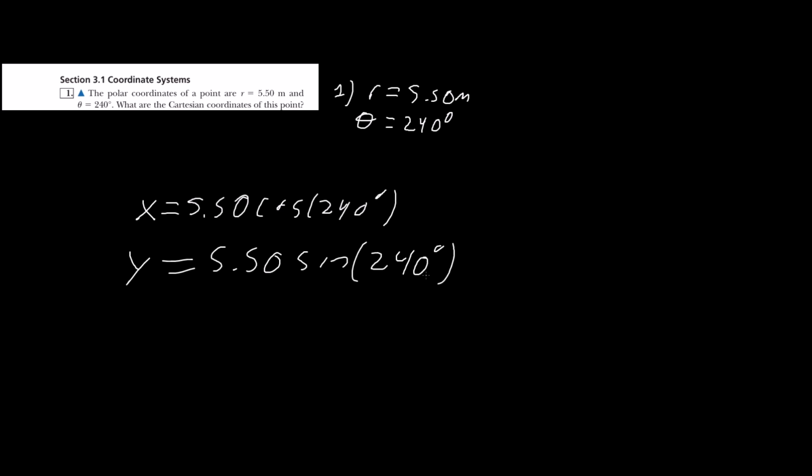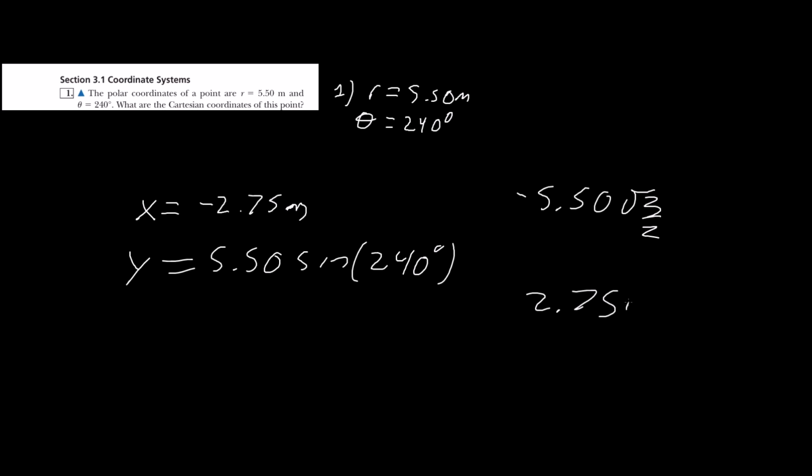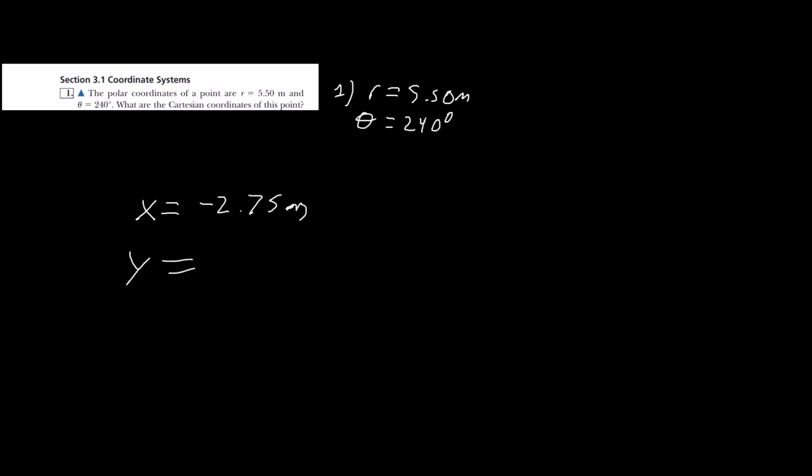And I'm going to put this in my TI-84 calculator, 5.50 cosine of 240 degrees, which x is going to be negative 2.75 meters. And 5.50 times this, really, is going to be root 3 over 2, or in this case 2.75 root 3, but I'm just going to round it off. And the y portion of the point is going to be negative 4.76 meters. And that's all they want, folks.